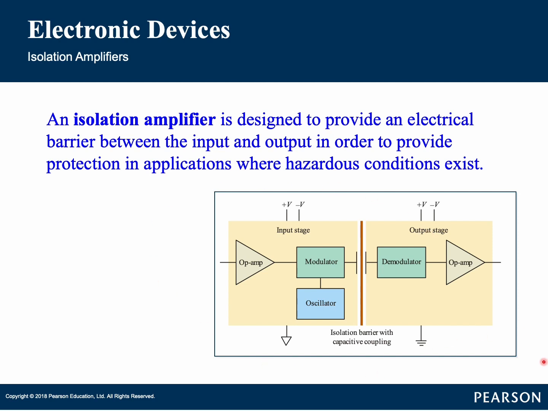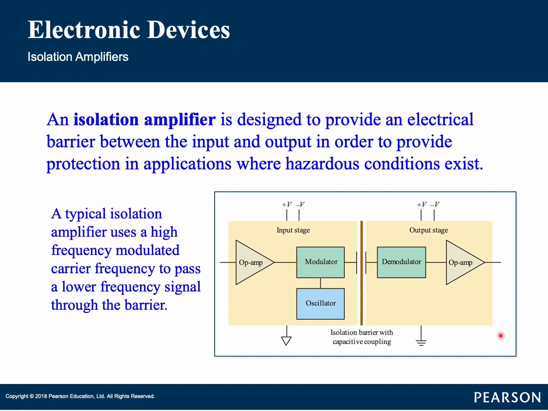An isolation amplifier is designed to provide an electrical barrier between the input and the output in order to provide protection in applications where hazardous conditions exist. The input stage consists of an amplifier, oscillator, and modulator. In this case, the modulator uses a high-frequency square wave oscillator to modify the original signal, while the output stage consists of a demodulator and op-amp.